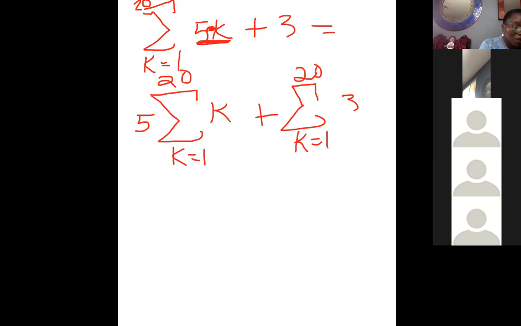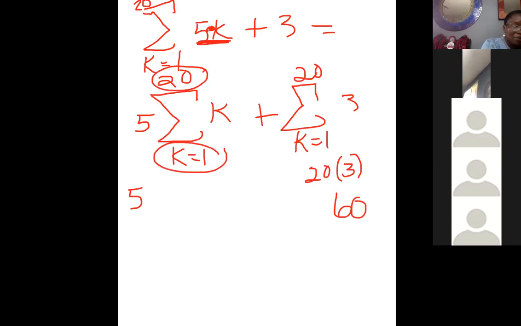Now, obviously, this part right here is going to be 20 times 3, which gives us 60. Now, we're going to give this one a try right here, guys. So we're going to go ahead and add the first number and the last number together.